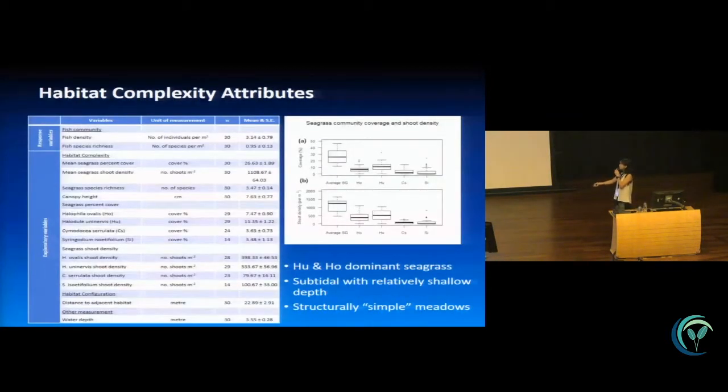And here is the data and the result from the complexity attributes. As you can see here, we have relatively low canopy, low coverage, and mostly dominated by Halophila ovalis and Halodule uninervis here.